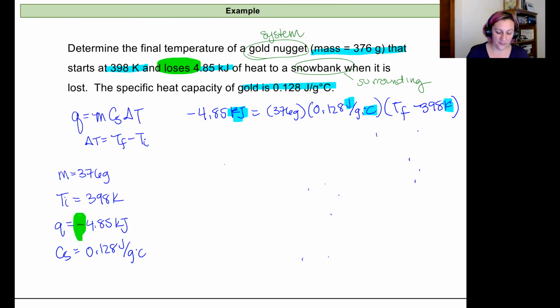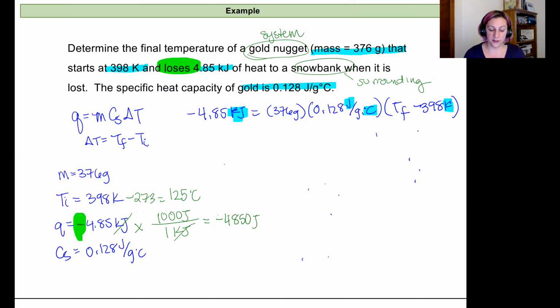So to do that, our 398 Kelvin, I'll subtract 273, and that'll give me our temperature in degrees Celsius, 125 degrees Celsius. And my heat, I'm going to convert into joules. And this is a simple metric conversion. A kilojoule is 1,000 joules. So I can do 1,000 joules divided by 1 kilojoule. So these cancel out, and I'm left with negative 4,850 joules.